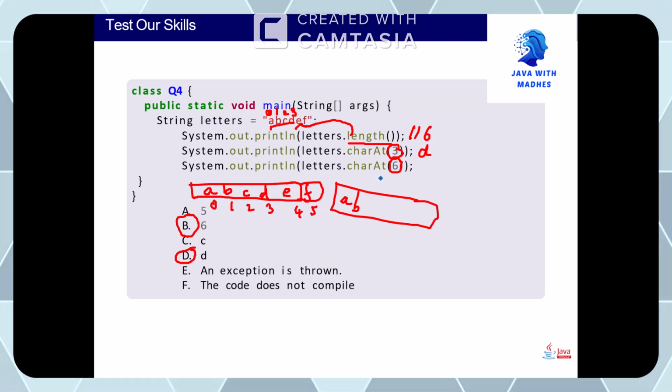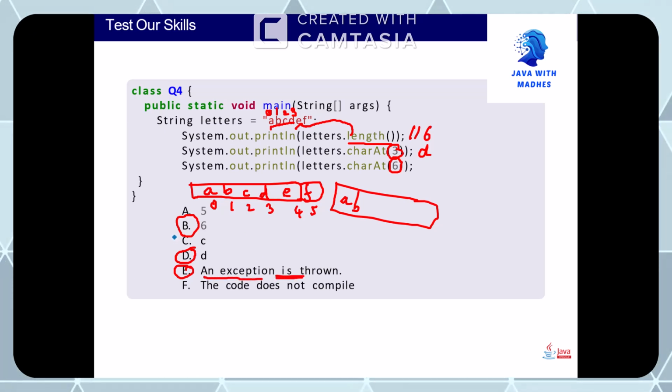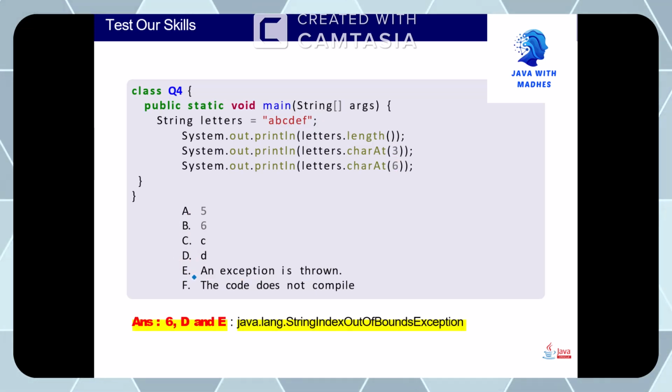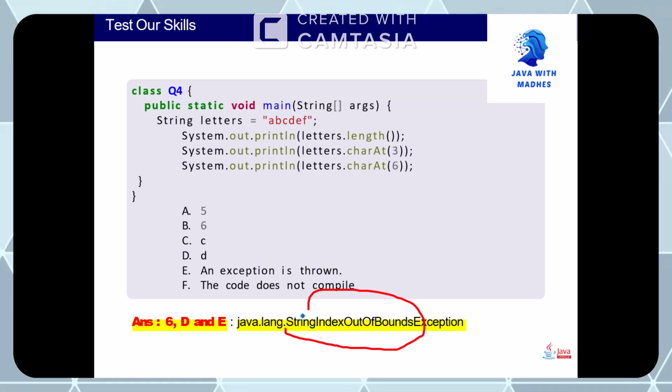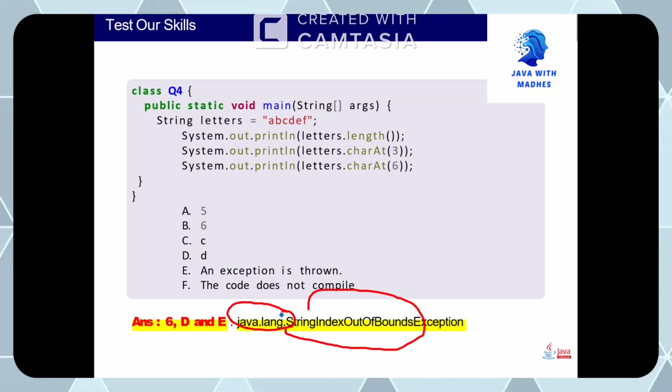So in this case we are trying to access an index that is not available to us. In that case we will get an exception message. Index out of bounds exception is thrown as an error message. So the options are B, D and E. You will get the string index out of bounds exception as an error message from the lang package.